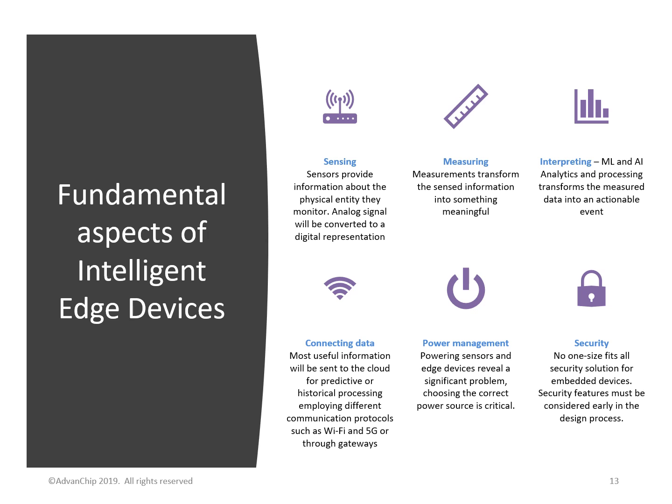Connected machines can sense a wide array of information that will be used to make key decisions. The interpretation stage is where edge analytics and processing transform the measured data into an actionable event locally. Only the valuable information should be sent to the cloud for predictive or historical processing. Power management and security should be considered in the early edge design stage. I will discuss these two areas separately later in this webinar.